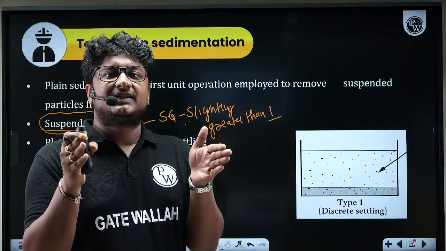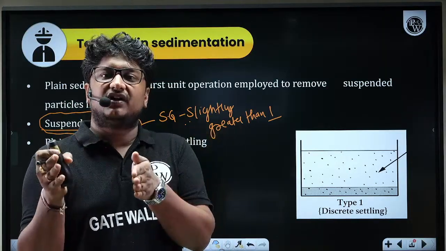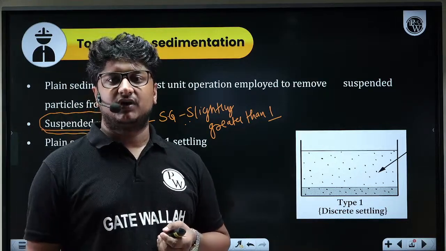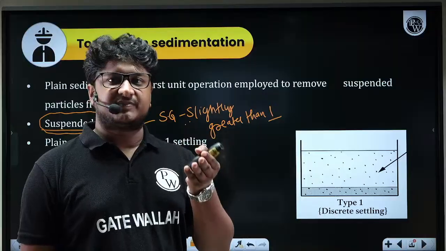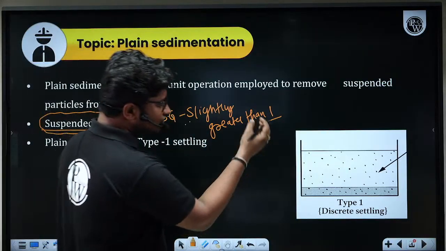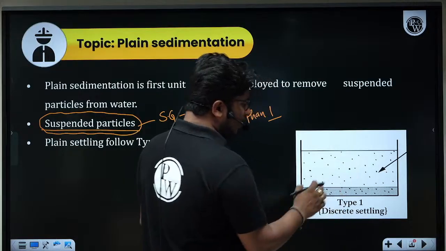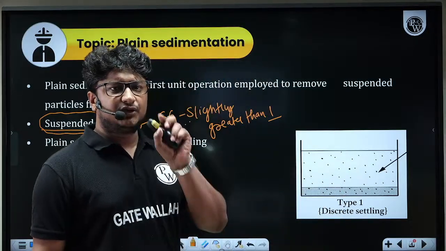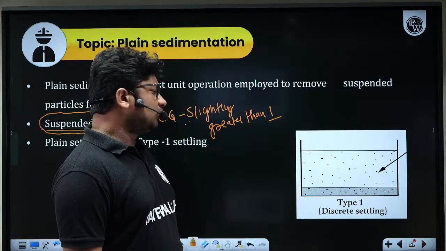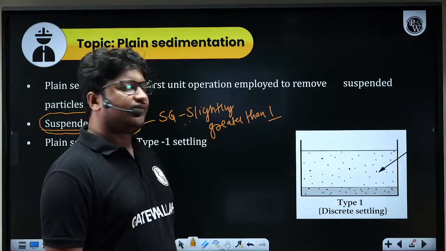So in a plain sedimentation tank, we are controlling the flow velocity and the flow turbulence. Because of that, the particles will settle down. Which particle am I talking about? Suspended particles. Now, if those particles settle down at the bottom, there are two small concepts, keywords, which are very important for you to understand.